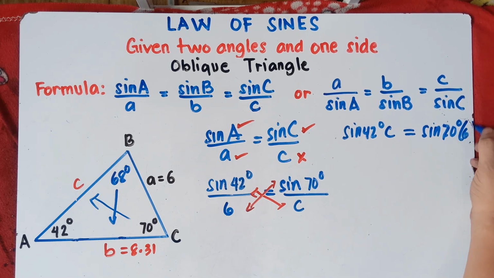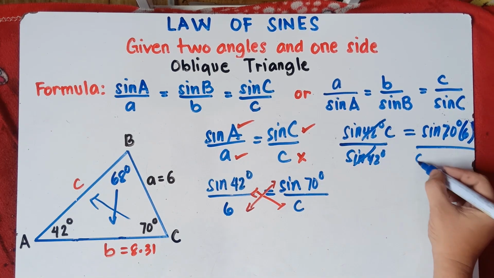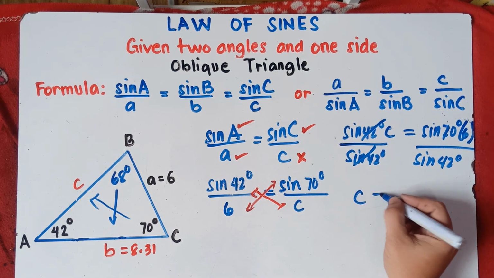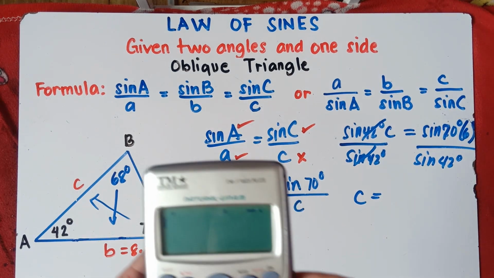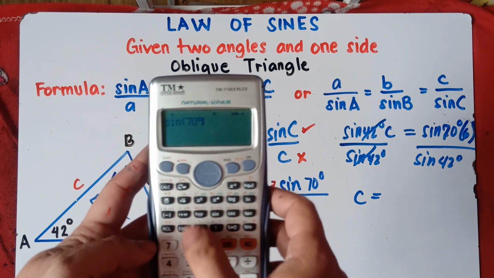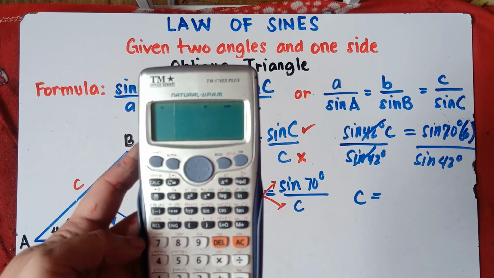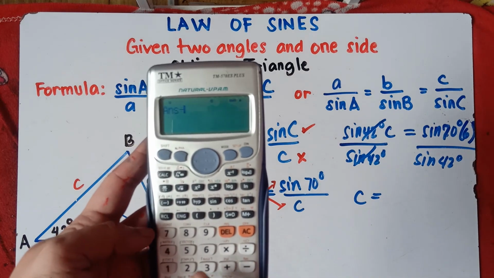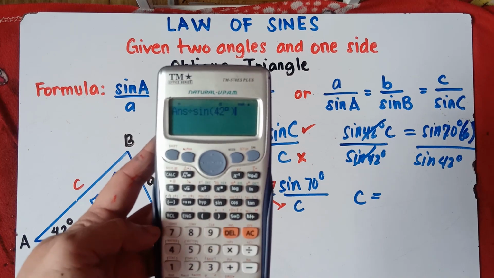Divide both sides by sine 42 degrees so that we can cancel this out. So C equals, once again, simply use your calculator: sine 70 degrees, close parenthesis, times 6 equals 5.6381 and so on. Divide by sine 42 degrees. Do not forget degrees, close parenthesis.